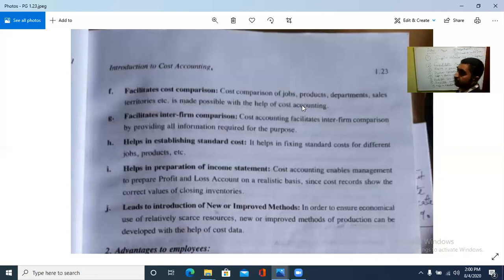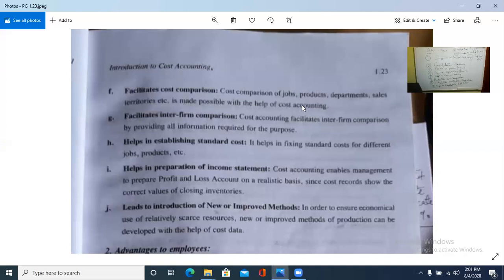Preparation of income statement is very easy based on the cost records and also leads to the introduction of new or improved methods.